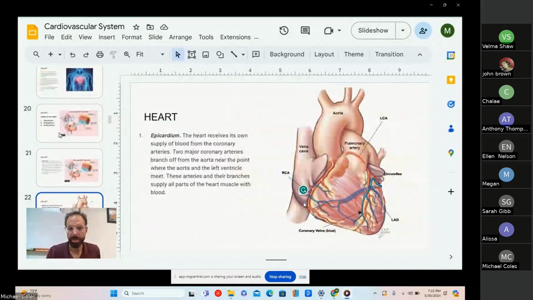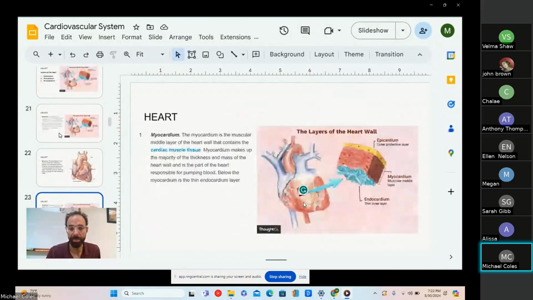So the epicardium is going to be the blood supply of the heart. The heart needs to pump blood out to the body, but also needs blood itself to maintain health. So it's going to have these arterial branches that are going to supply the heart muscle itself. All right, then we get the myocardium. This is the meat of the heart that actually creates the thump. This is going to make the majority of the thickness of the mass of the heart wall.